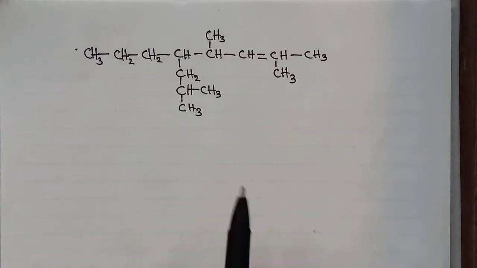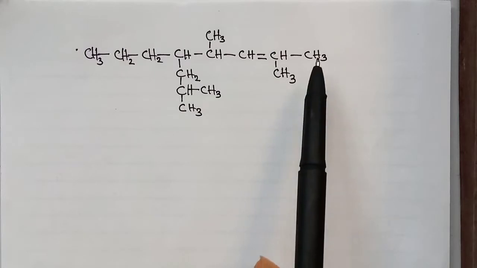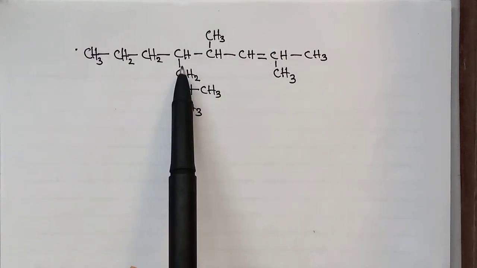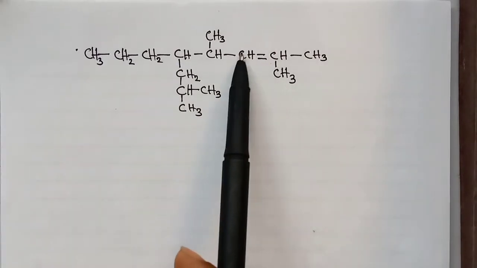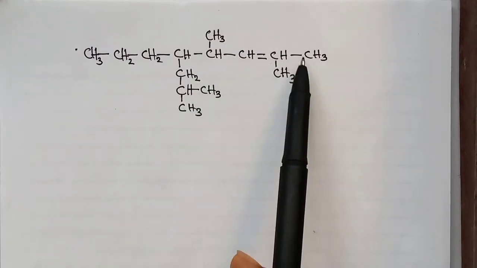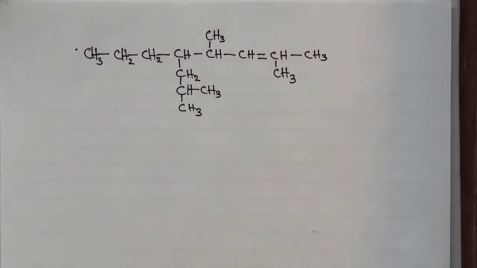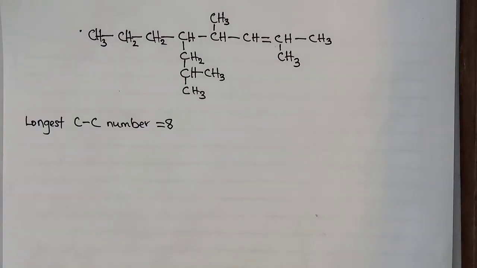We are going to have something like this: 1, 2, 3. No, 1, 2, 3, 4, 5. 1, 2, 3, 4, 5, 6, 7, 8. Therefore, the highest value we are having here is 8. So the longest carbon chain is still 8, and the name of the longest chain is going to be oct.